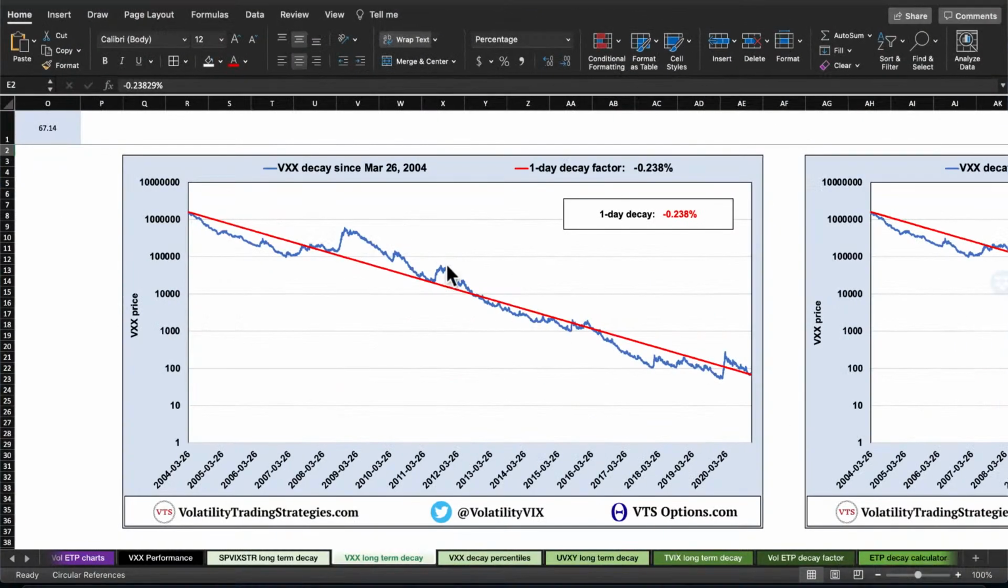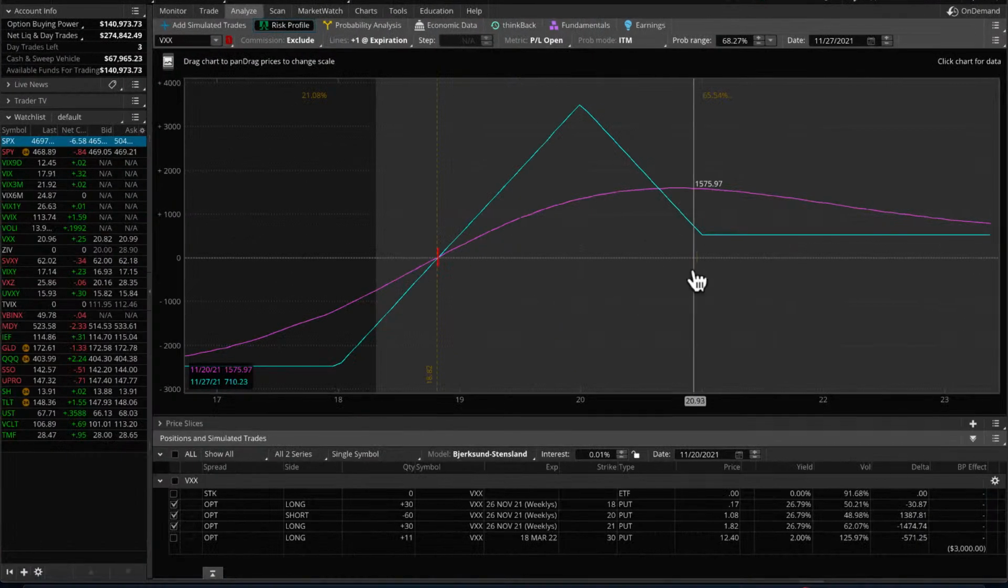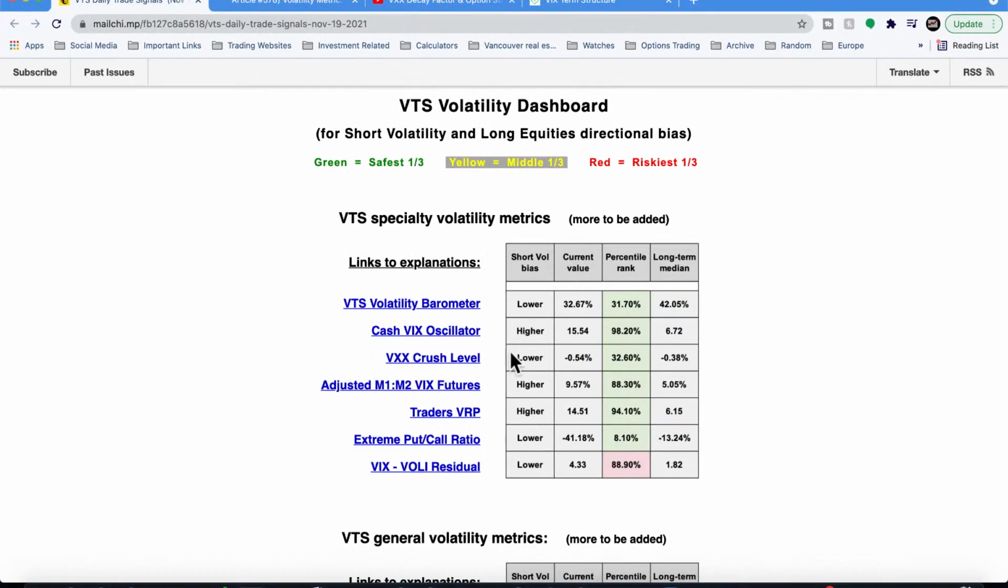So anyway, back to the analysis here. Like I said, we can check out this current trade that we have open. This is the live trade in the VTS community. We've got 4 trading days to go. The VXX is currently at 20.96, and it is currently decaying at 0.54% per day. So that only applies to Monday. I will readjust all the metrics on Monday, and we'll decide what is most likely to happen on Tuesday.